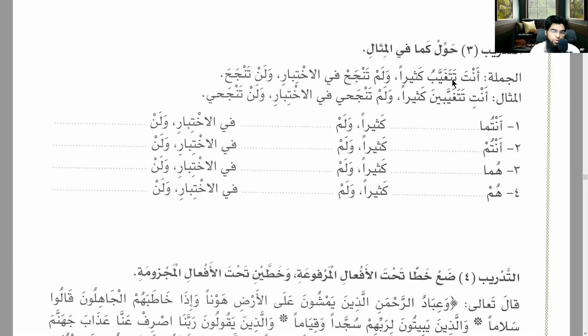أنتما. So you have to change it to dual. So how do you make dual? Very easy. Add ani. أنتما تتغيبان كثيرا. تتغيبان ولم تنجحا. So تنجحان will become تنجحا في الاختبار. ولن تنجحا. This will remain same. أنتم تتغيبون كثيرا. You all are absent a lot. ولم, this will become what? تنجحوا في الاختبار. ولن تنجحوا. Same thing. مجزوم and منصوب both are same. See? تنجح تنجح. Because noon drops, it's the same.